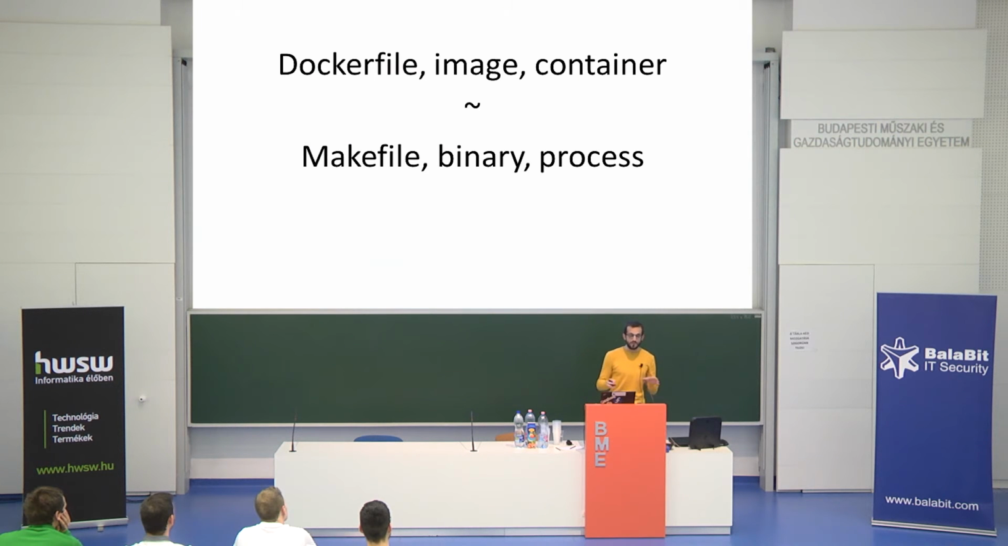Now, when we are talking about Docker, there are three key terms that we must understand: Dockerfile, image, and container. When I was preparing for this presentation, I was struggling, thinking about how I can explain them. And then I think I found a beautiful analogy. You can think of Dockerfile, image, and container as a makefile, a binary, and a process.